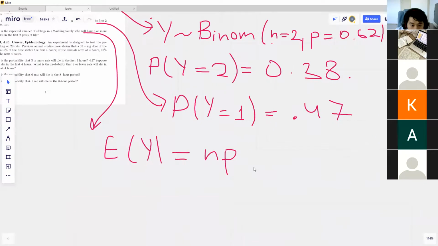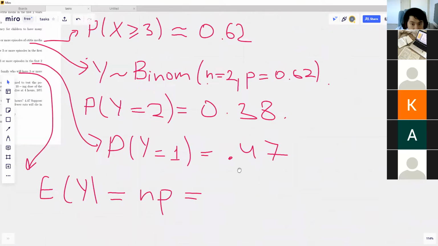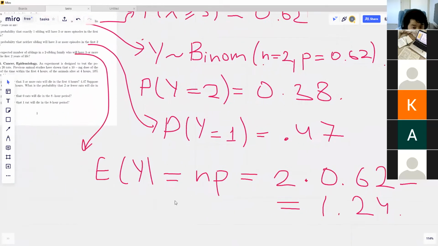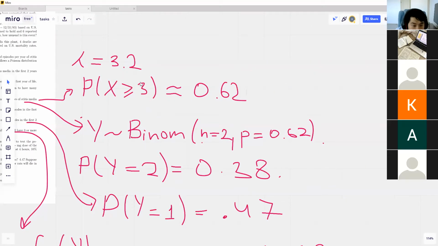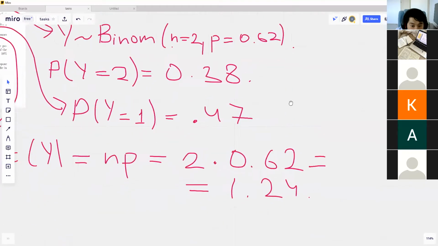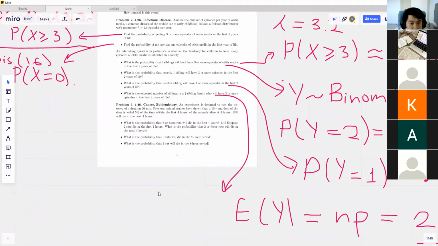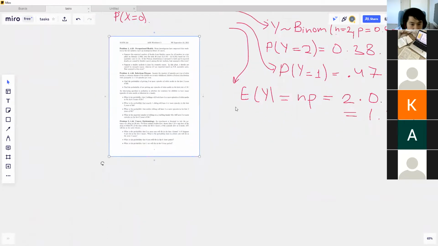the expected value for a binomial random variable in a second. Okay. All right. So the expected value of a binomial random variable is np. In my case, n is equal to 2 and probability of success is 0.62. So 1.24 is the number of kids that I should expect will have 3 or more cases of otitis media in the first 2 years of life in a 2-sibling family. All right. Okay, guys, any questions? If no questions, let's keep moving.